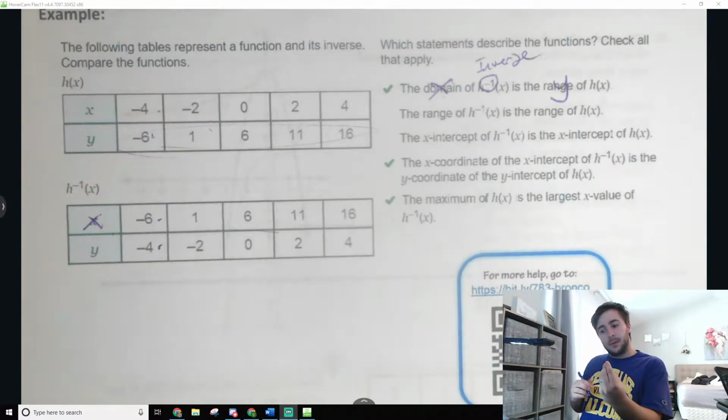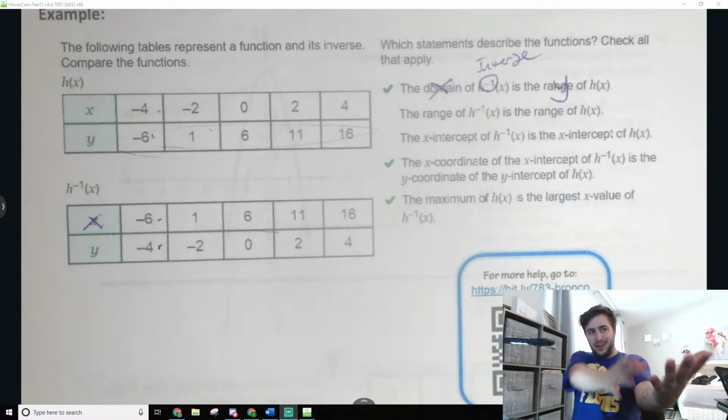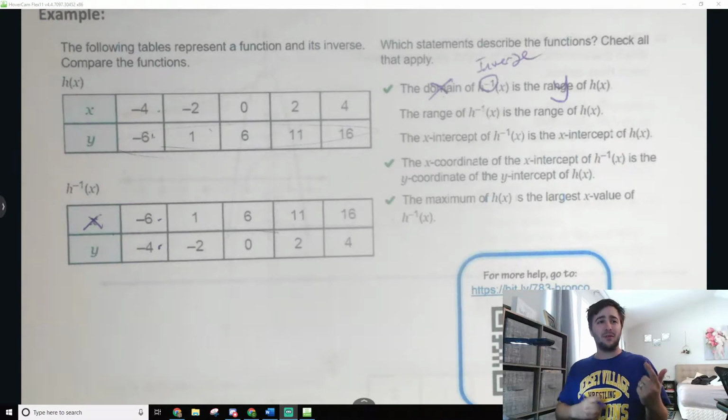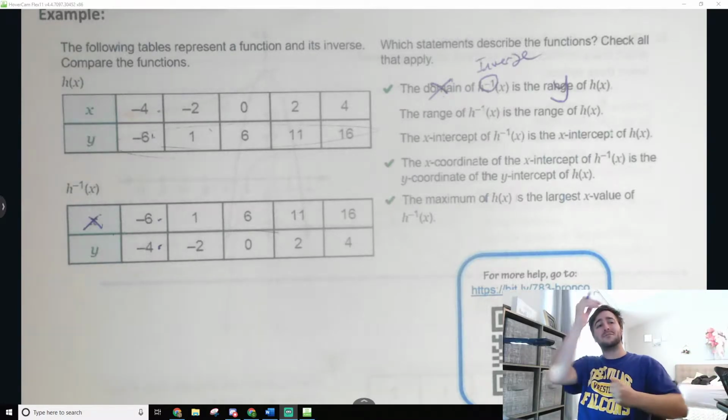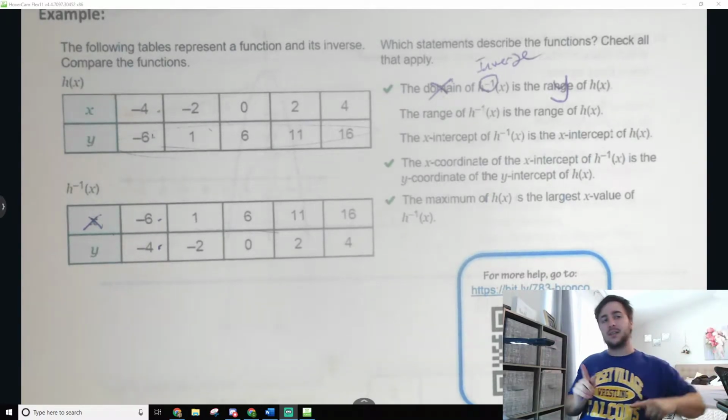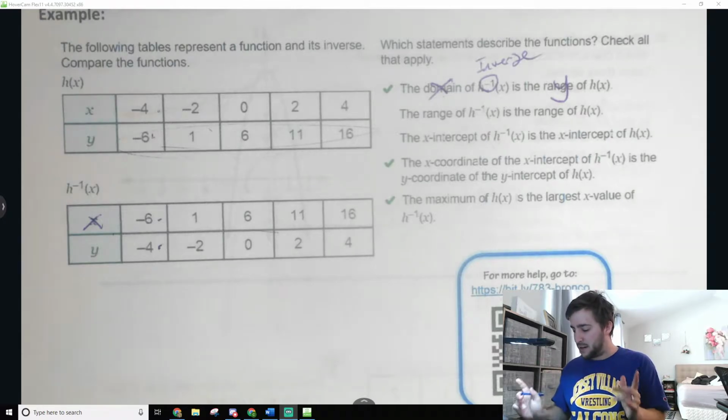That was something we learned a while back. The domain of the one becomes the range of the other. And same thing goes for the range. The range of the original function becomes the domain of the inverse because it flips the x and y's. So that's how we can do that.